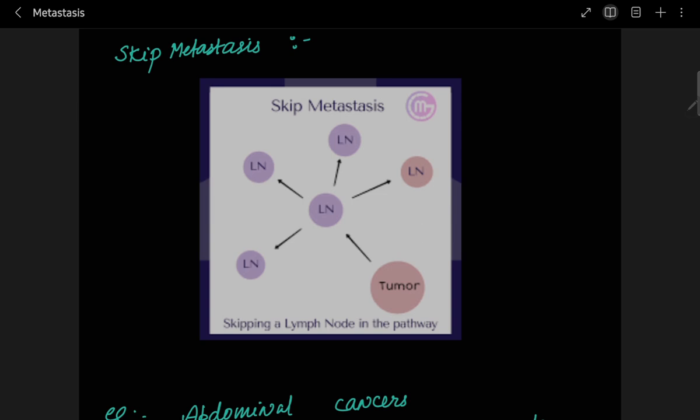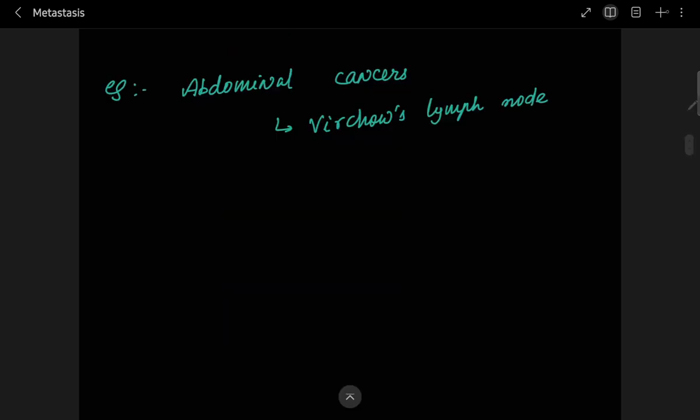You can see an example in abdominal cancers, mostly. You will see there is a Virchow lymph node, meaning the left-sided enlargement of the supraclavicular node. As in the cancer of the stomach, we see the Virchow lymph node, right?